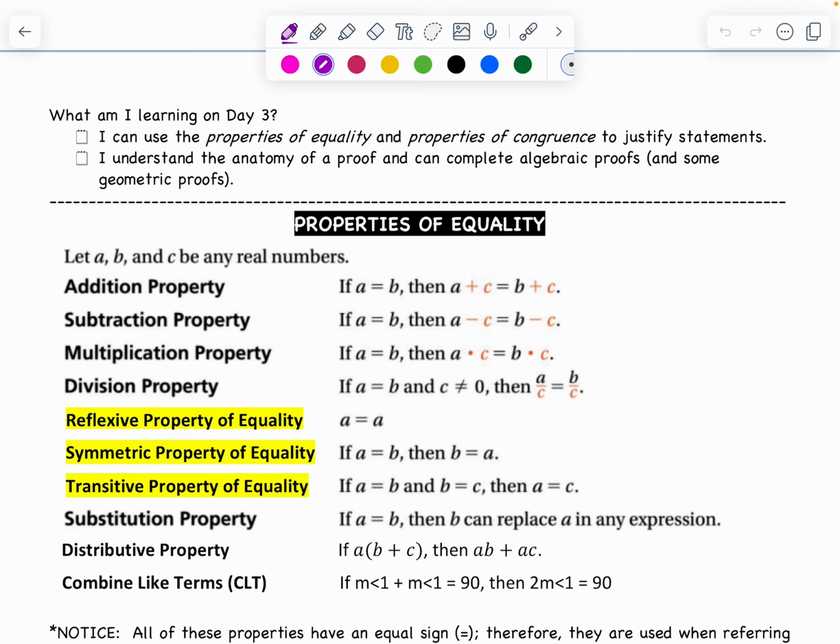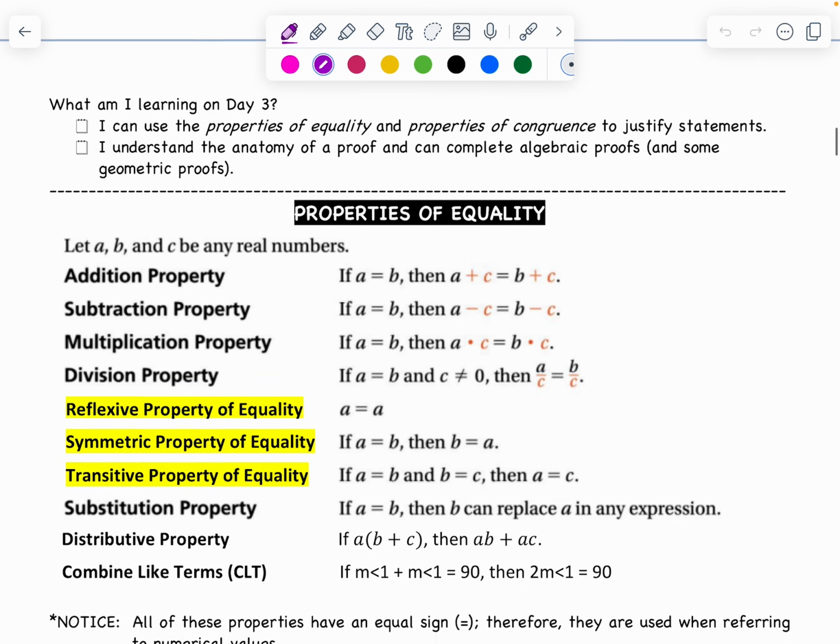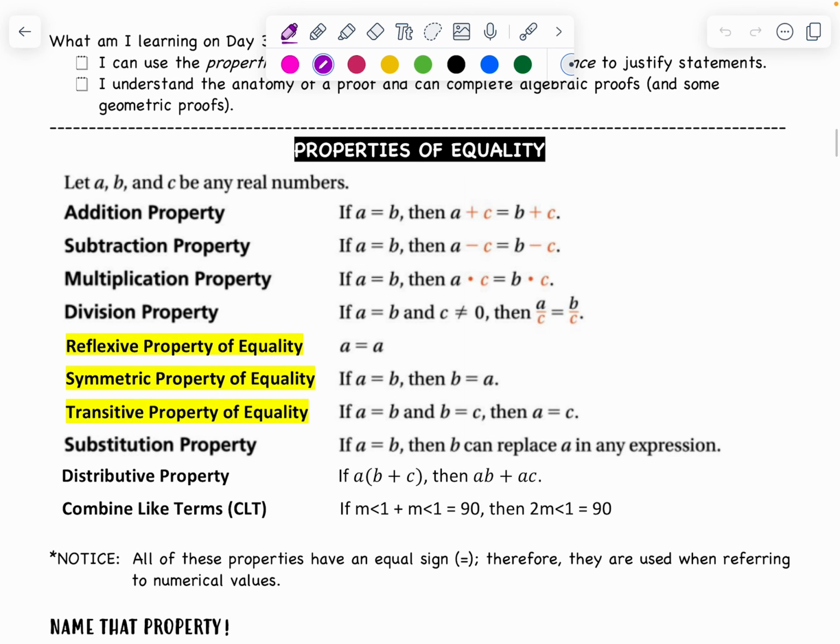So there's two types of property categories. There's properties of equality that of course we use with equal signs, typically when we're doing algebra work. And then we have properties of congruency. And of course those get used when you are using a congruent symbol and you're actually comparing segments or angles to one another.